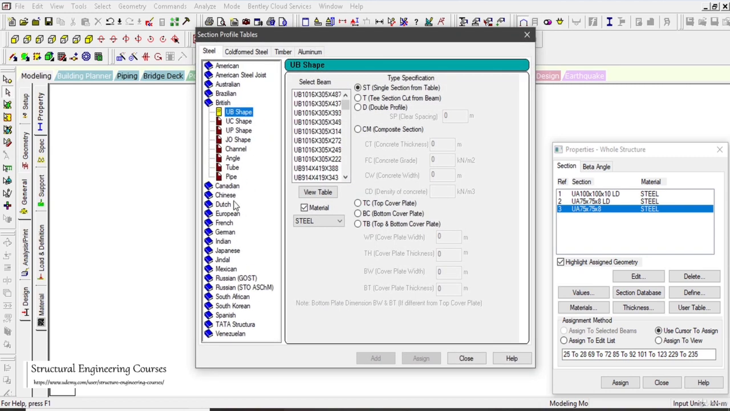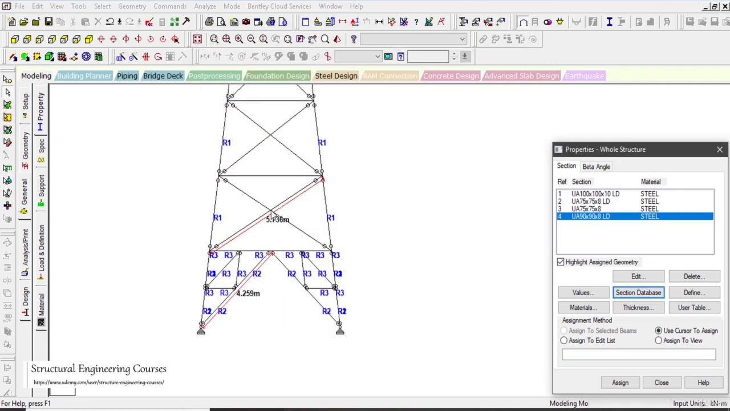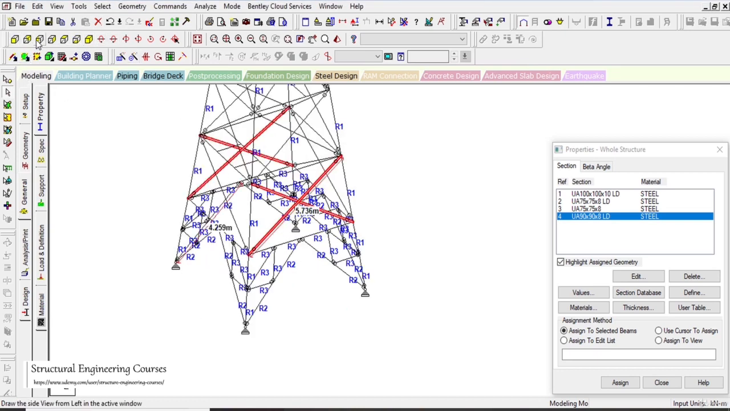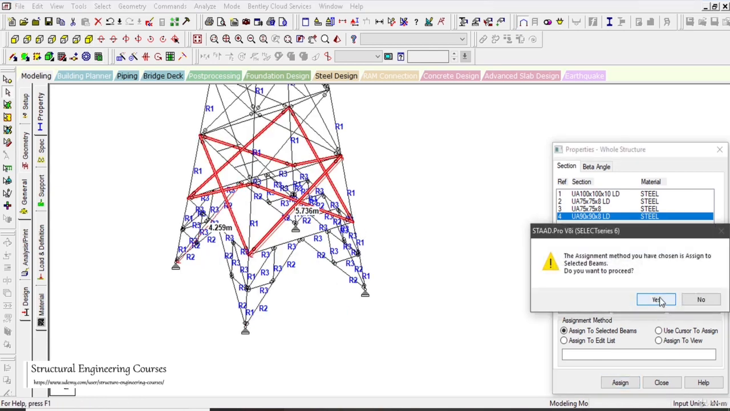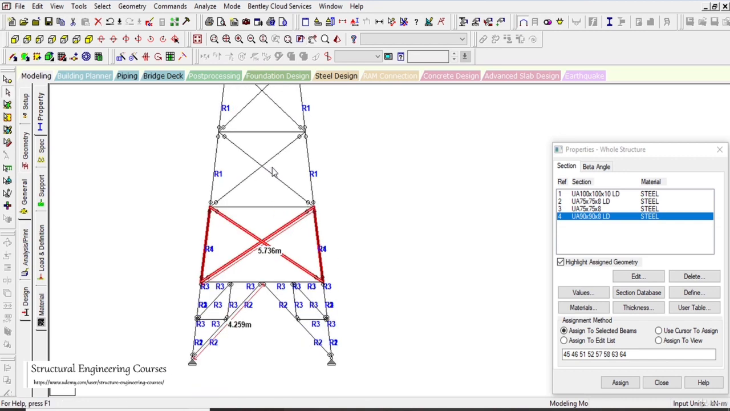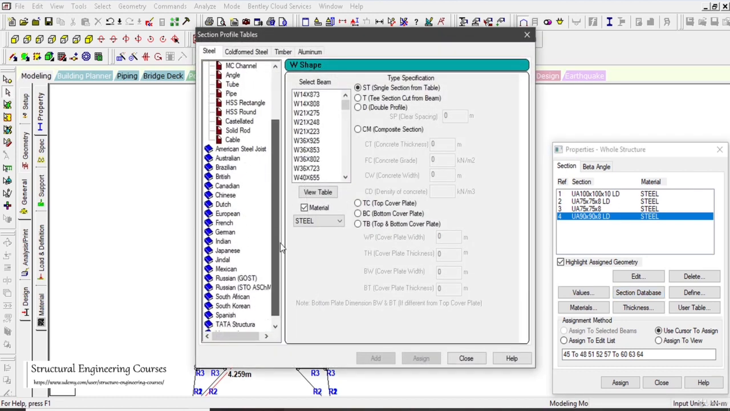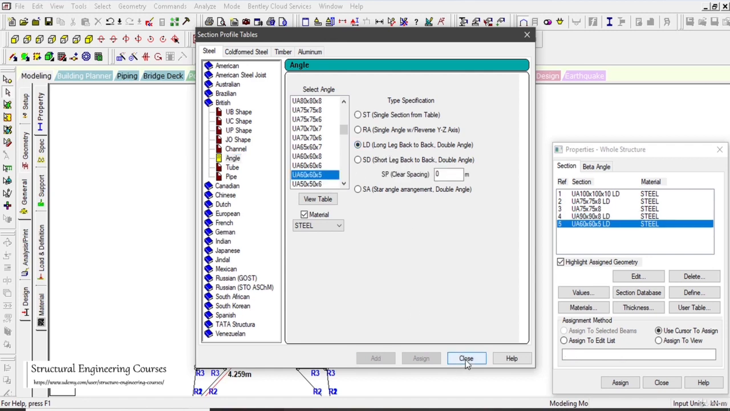we can go to British angle, and we can select 90-98 long leg back to back double angle. So we can select these four members here, and similarly these four members here. So we can assign these members property, and similarly we can go up and again assign the same section properties to this. Then we can go to section database again. We can go to British angle and UA 60-65 long leg back to back double angle.